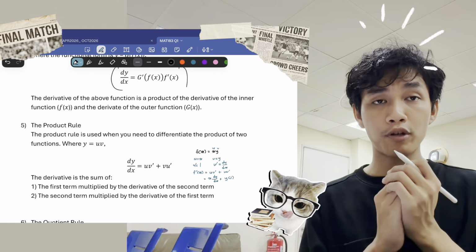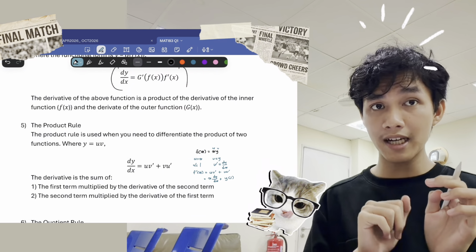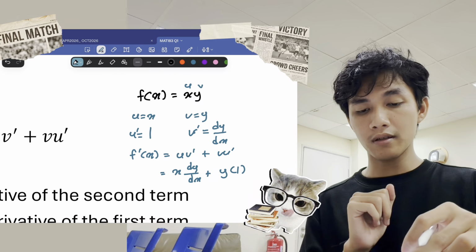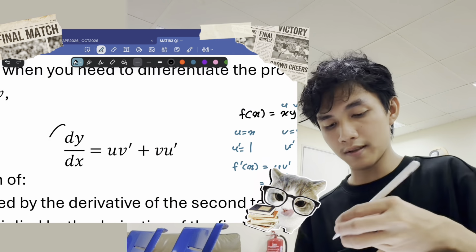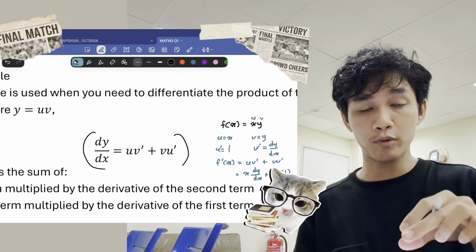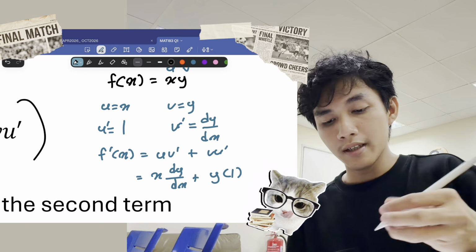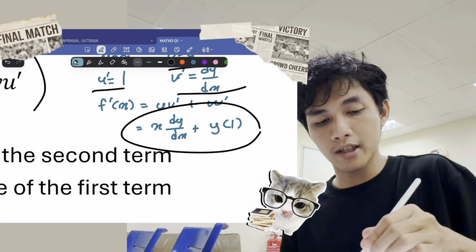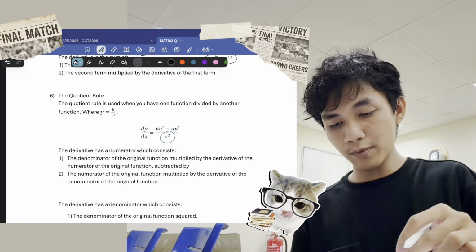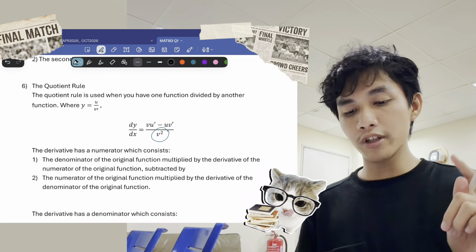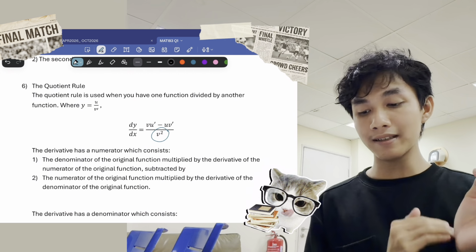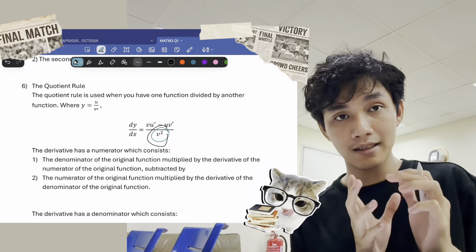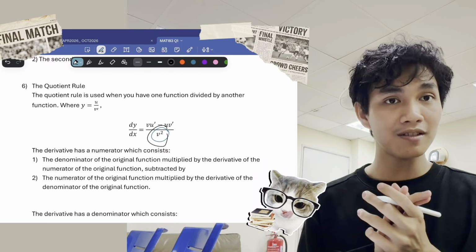The next one is the product rule. The product rule is used when there are two functions at the same time, but we cannot differentiate normally, so we use the product rule. This is the formula for the product rule, and this is the example: u and v, we differentiate them, and it will become the answer. And the last one is the quotient rule. The quotient rule is used when you have one function divided by another function, so there is a denominator in the function. So I think that's all from me. Let's continue to the next question.